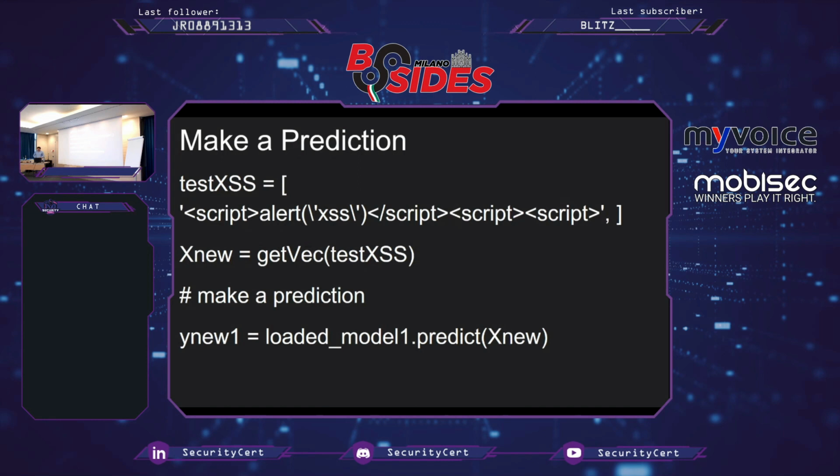Okay, so this is an example of a code snippet where we create an array of strings. The test XSS string array is passed to our getVec function, and that converts each string in the array to a vector. The XNew matrix is then passed to the trained machine learning models to make a prediction if the string is labeled XSS or not XSS. So in this example, we're taking just the generic string out of the sample data set, we're vectorizing it, and then we're going to make a prediction.